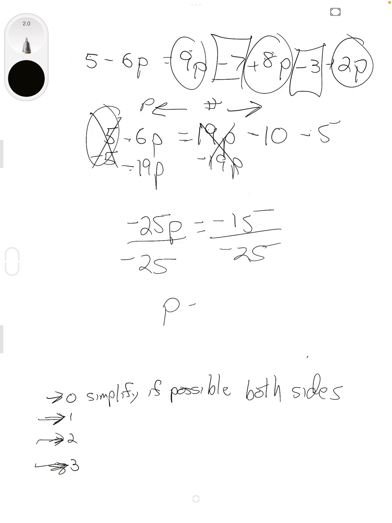And I end up with p equals negative over negative is positive, 15/25 is 3/5. And I'm done. This is how you do more complicated ones. And that's all there is to it.